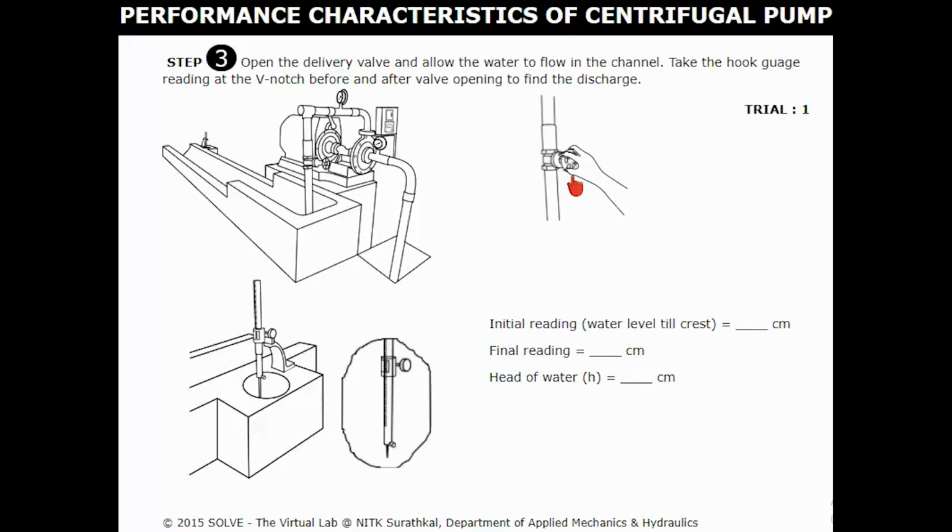Click here to open the delivery valve and allow the water to flow in the channel till the crest level. Now turn the knob of the hook gauge to take the hook gauge initial reading. Click here to increase the flow of water by turning the valve. Now turn the knob of the hook gauge to get the final reading.